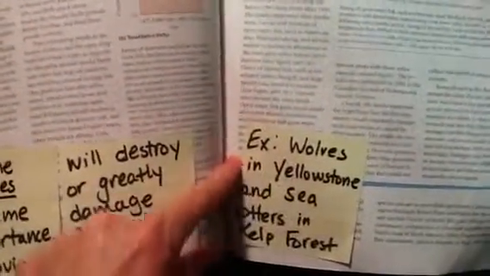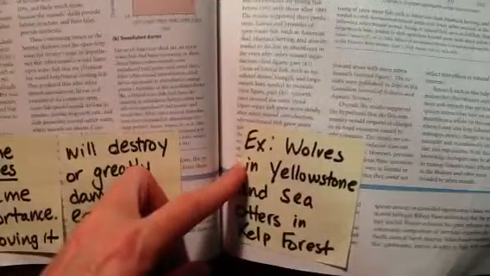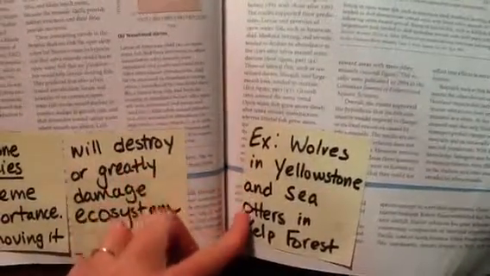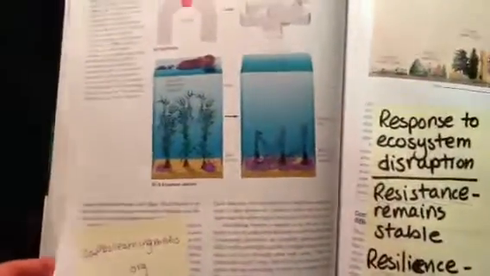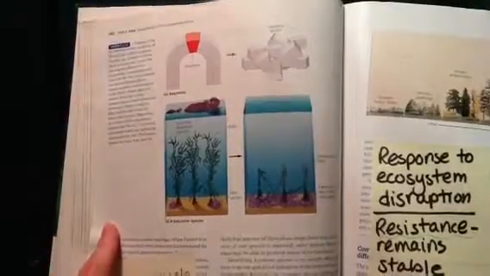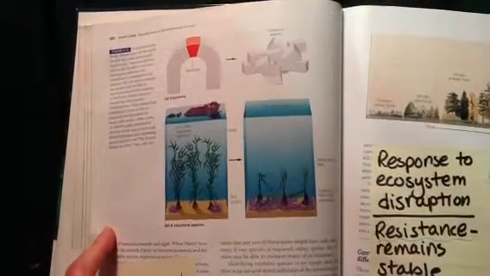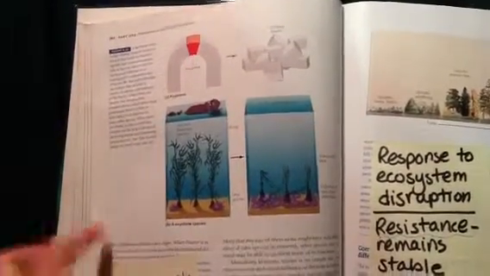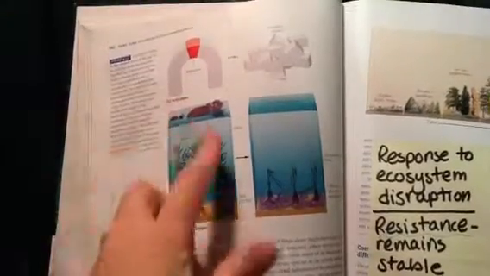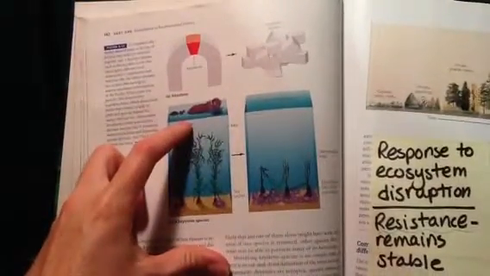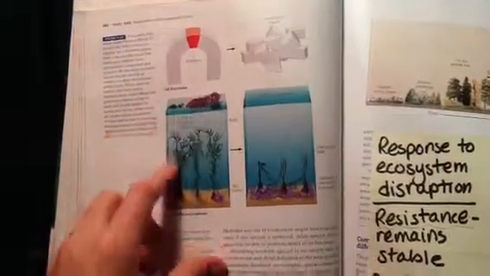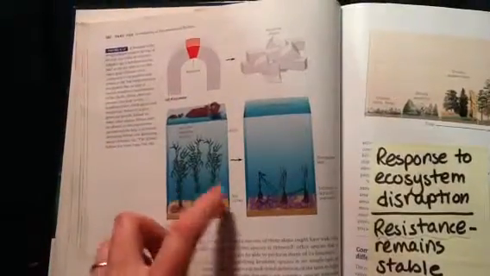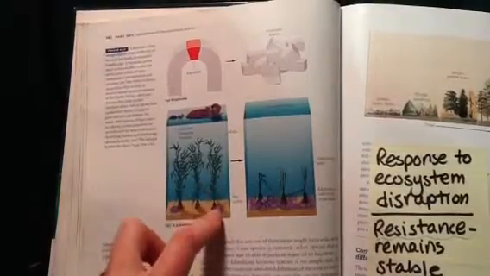You watched a video, or will watch a video, about wolves in Yellowstone. They're keystone species. Sea otters in a kelp forest are as well. And when we turn the page here on 162, we can see how the sea otter is a keystone species. When the sea otters are in the kelp forest, they eat sea urchins, and they keep the population of sea urchins in check.